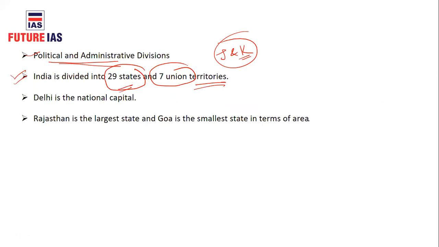So you have 28 states presently, and Delhi is the national capital. In terms of area, Rajasthan is the largest state, and Goa is the smallest state in terms of area. All right.